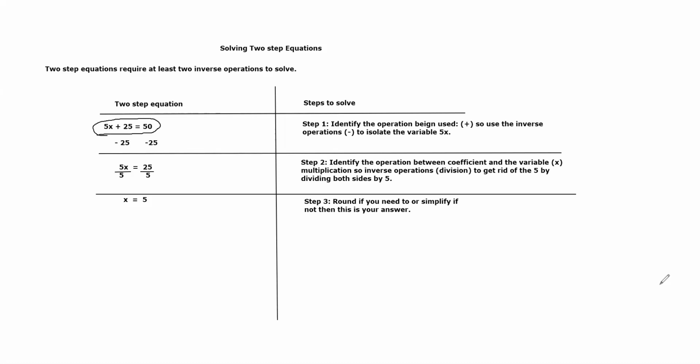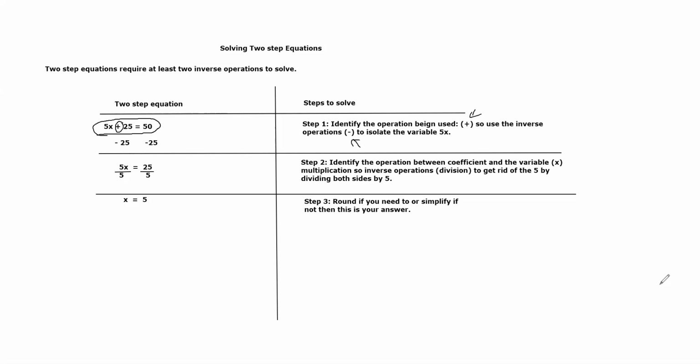All right. So step one, identify the operation being used. In this case, my only operation is plus, right? Because it's 5x plus 25. So if that's my original operation, we need to use inverse operations. So what's the opposite of addition? The opposite of addition is subtraction to isolate the variable 5x.